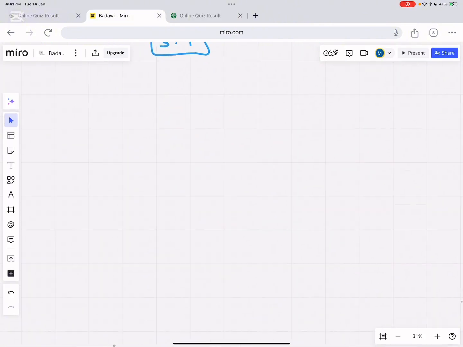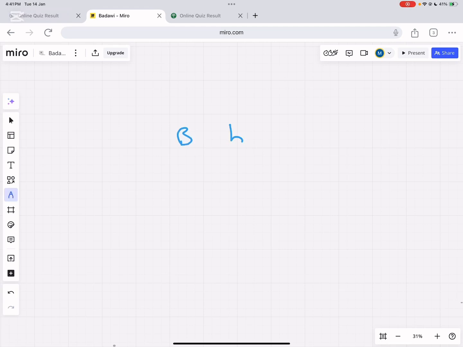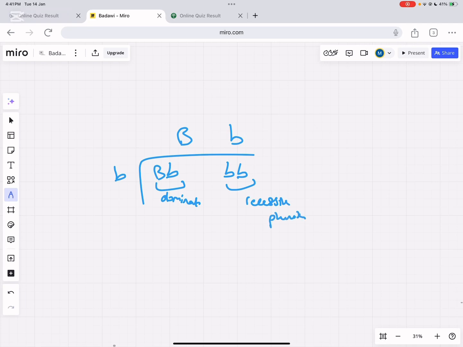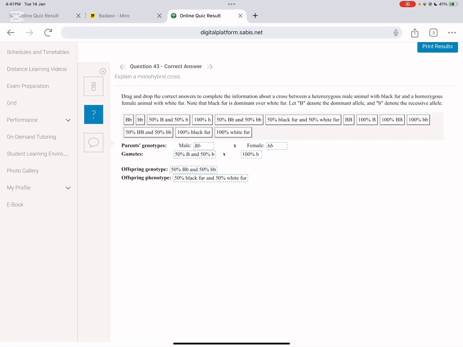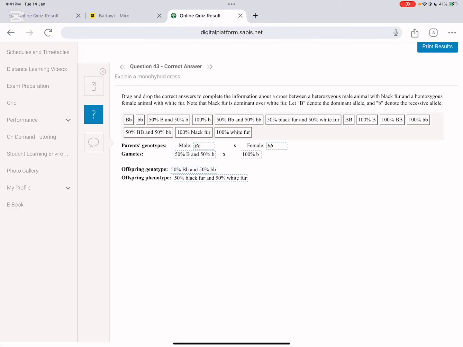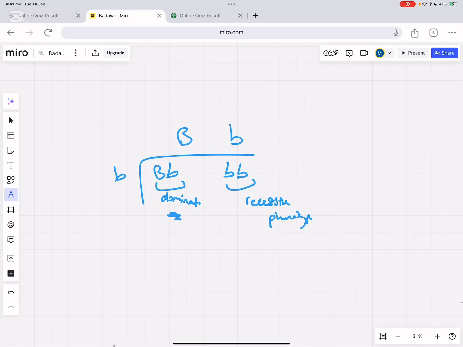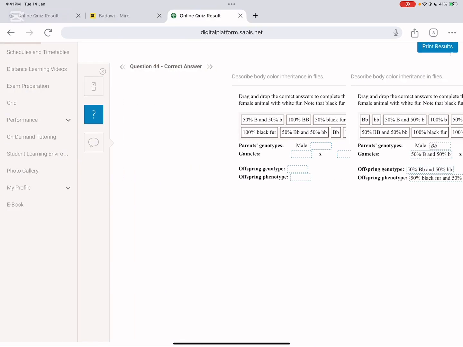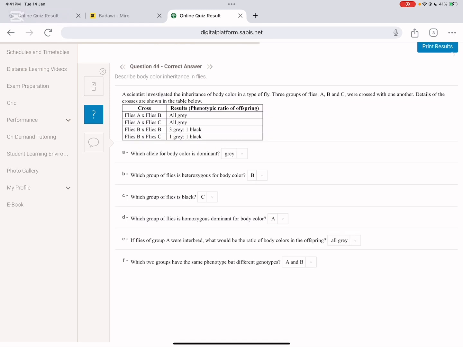So let's do them. So these are the male gametes, while these are the female gametes. So this is the result I will get. I have a dominant phenotype, and I have a recessive phenotype. So my genotype will be 50% of this and 50% of the other one. The phenotype, 50% black fur, 50% white fur.